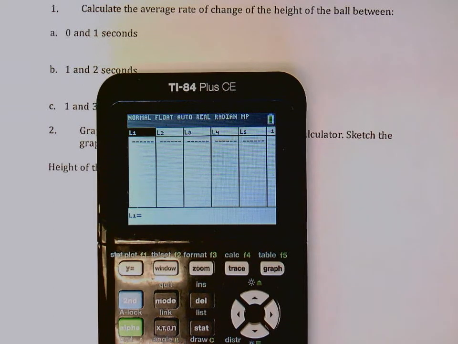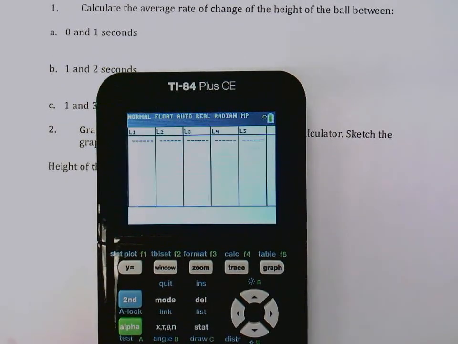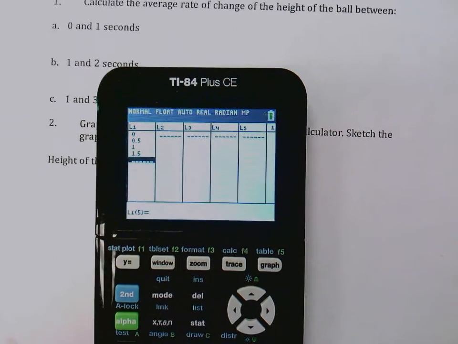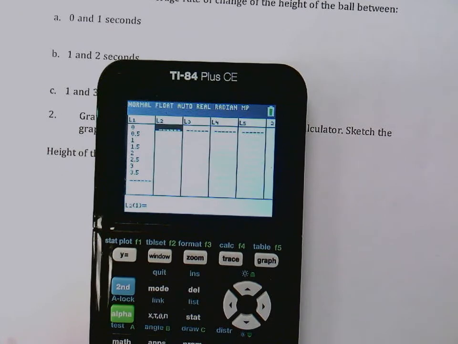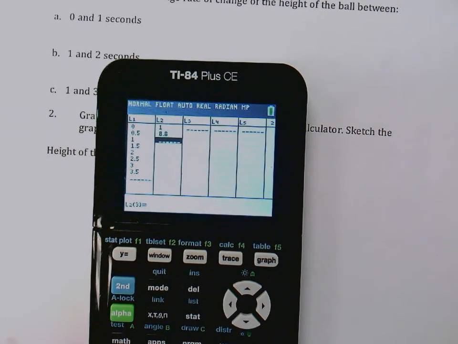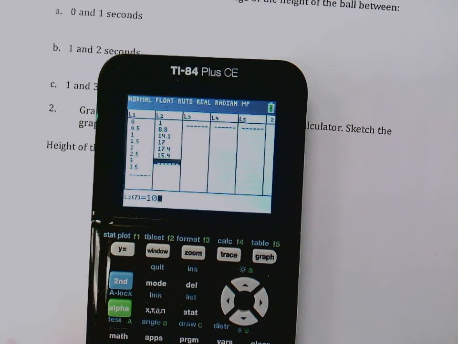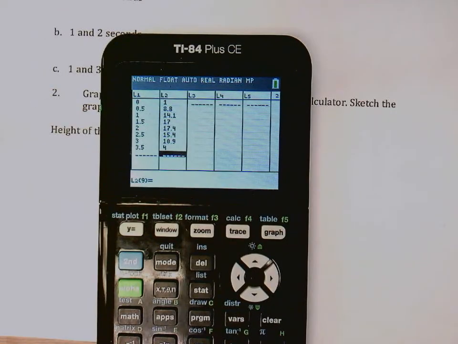All right, so then we're going to put our data in List 1 and List 2. I'll give you a minute to Stat Edit. Okay, so you got 0, 0.5, Does anyone need help entering the data? You all are on the right track for that? Okay.